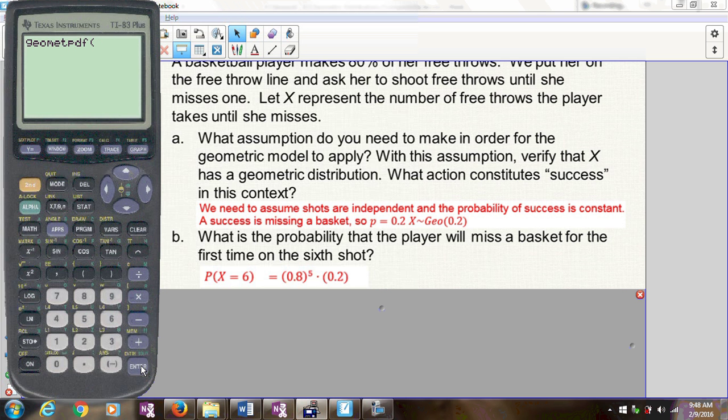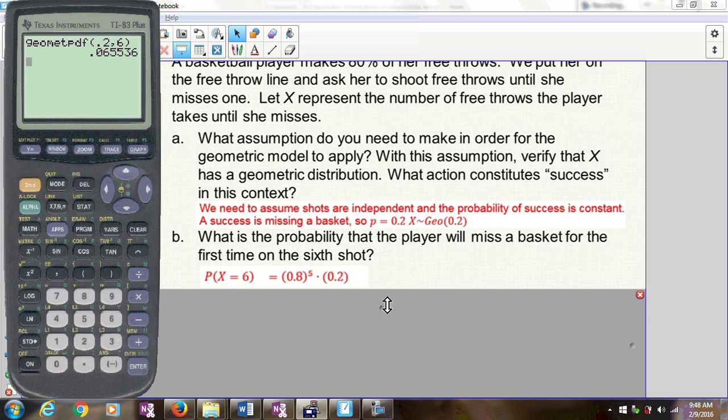Now, if you have one of the newer calculators, I believe it does prompt you the order that you need to type. But just like with a binomial, we enter our parameter first. In this case, the probability of success is 0.2. And then I'm going to put a comma. If you have one of the newer ones, it gives you the prompt. I'm looking for 6 trials to get my first success. That's all I need to type in, and my probability would be 0.0655.